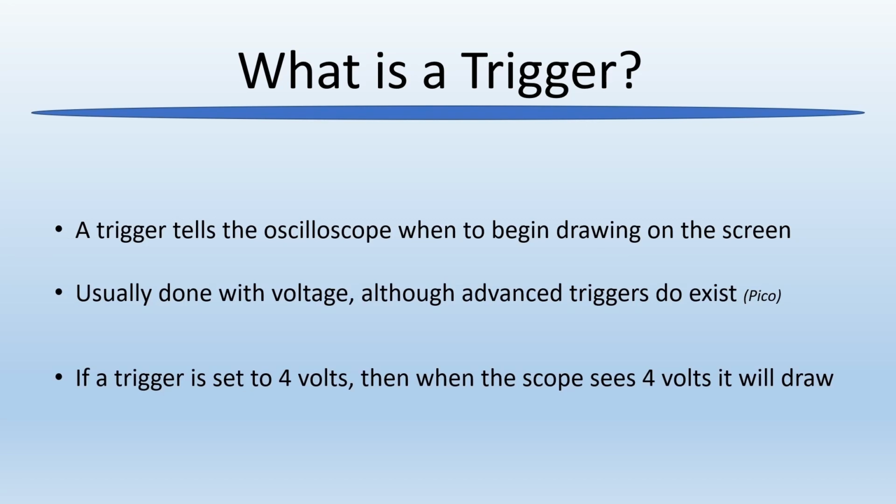Since scopes work with voltage, our trigger point is typically set as a voltage level. If we set the trigger to 4 volts, then whenever the signal crosses the 4-volt threshold, the scope will start drawing until the screen is full. Then it will stop and not draw again unless the signal once again crosses the 4-volt threshold.